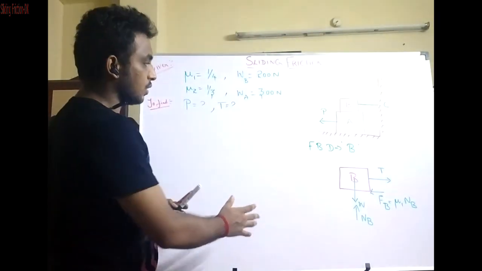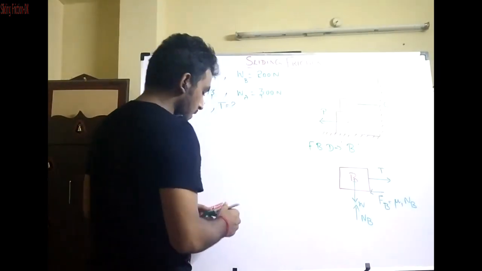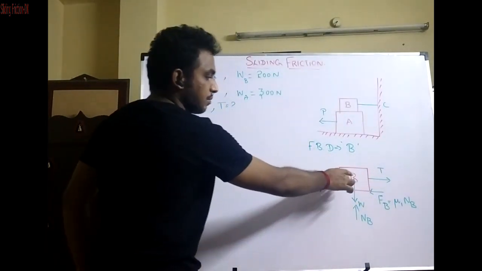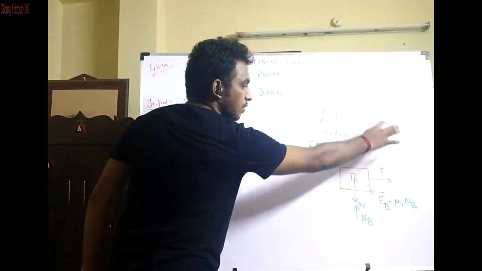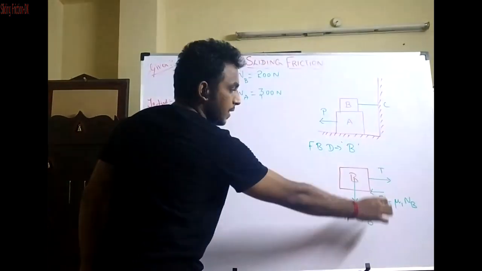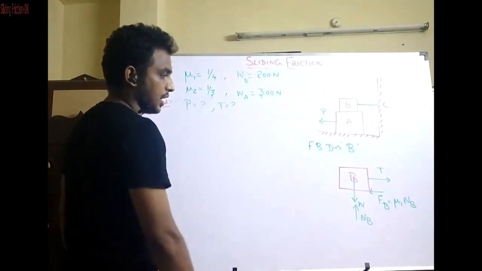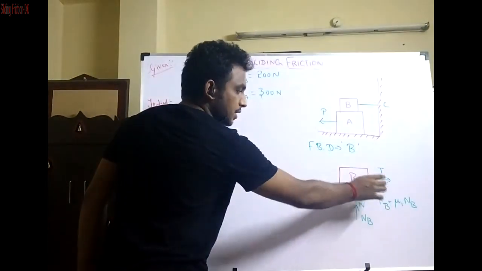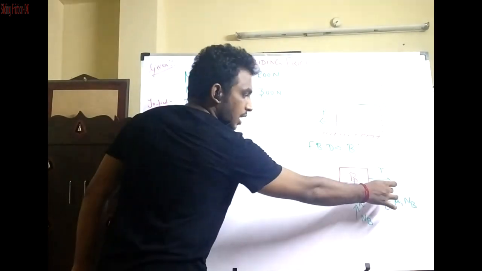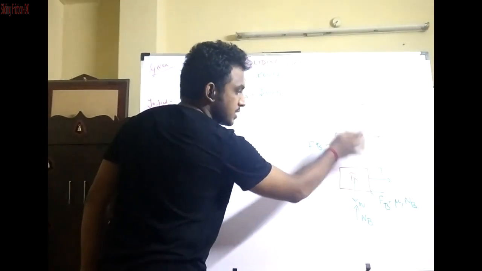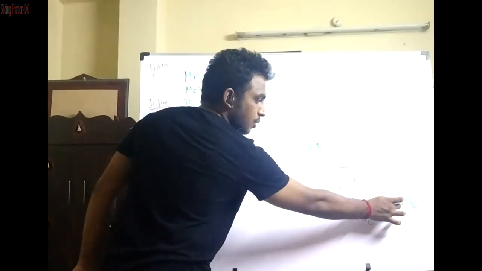So with respect to the free body diagram of block B, here you can see this is our block B. Since this block B is attached to the vertical wall with the help of a cable, the tension will be created in the pull direction. Since there is a pulling effect acting, a frictional force will be acting exactly opposite, tangential to the surface, and then F_B will be equal to mu1 times N_B.